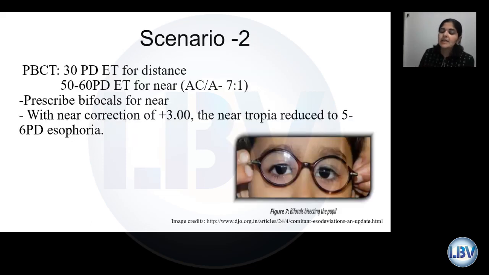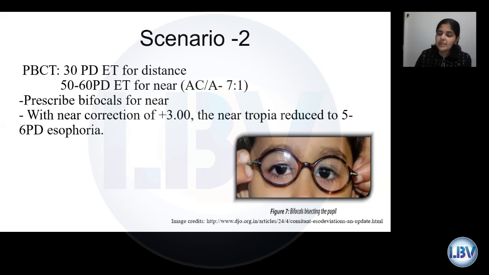Now, in a similar case of esotropias, there is another scenario which comes in, wherein there are kids who have a difference between the distance and the near esotropias. So in this particular scenario, the case remains the same. I've just added a difference, wherein on cover test, the child has 30 prism diopter esotropia for distance, whereas for near, the esotropia increases to about 50 prism diopters. And when you give a near addition to this child, then the esotropia reduces to about 5 to 6 diopters.